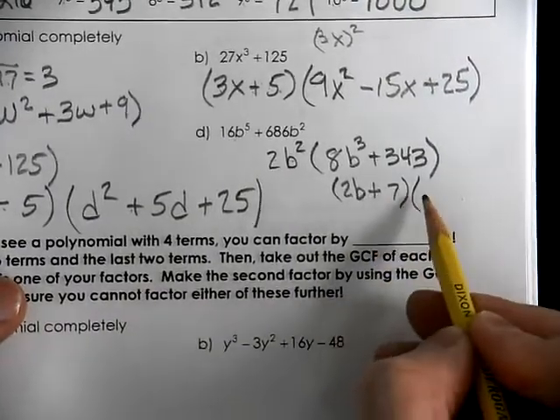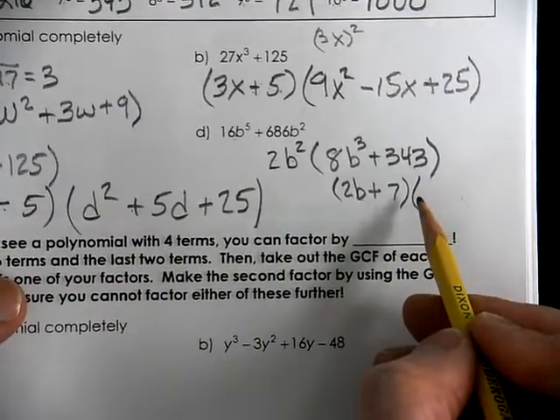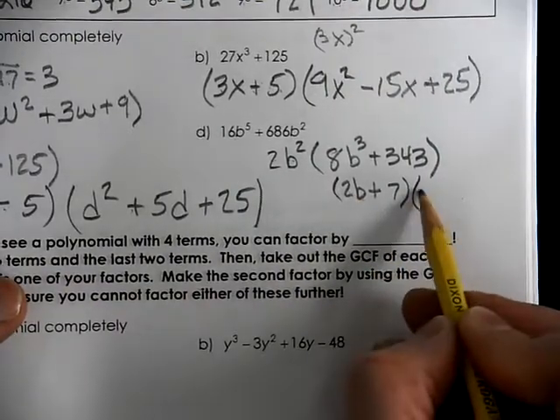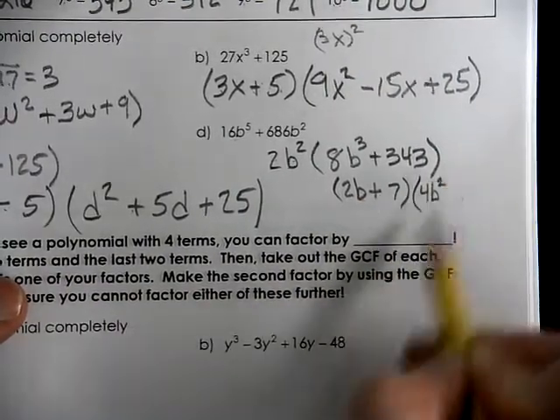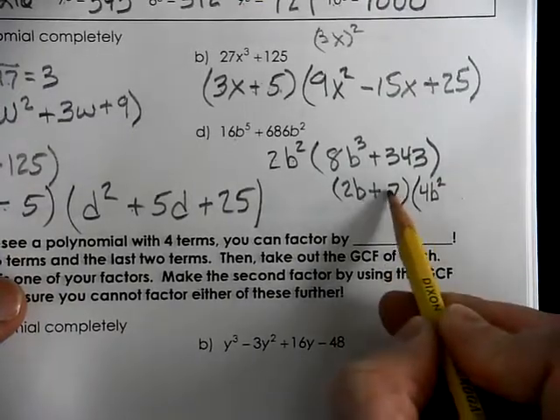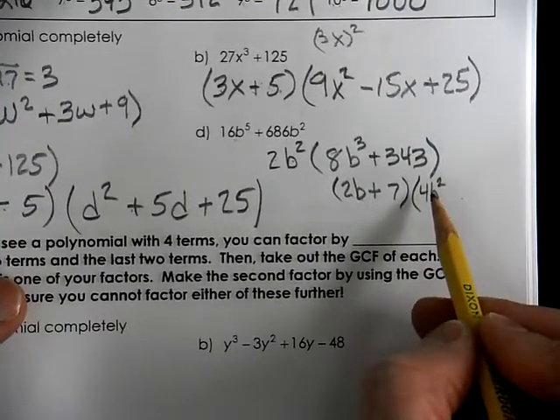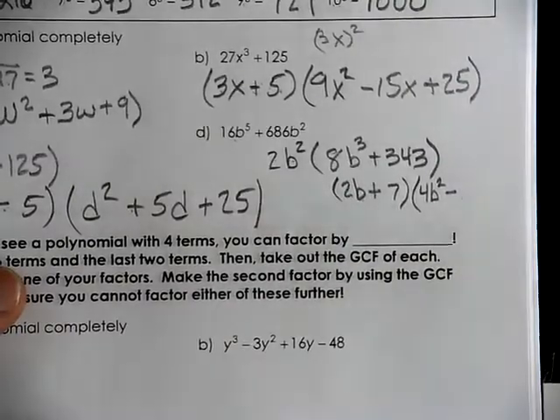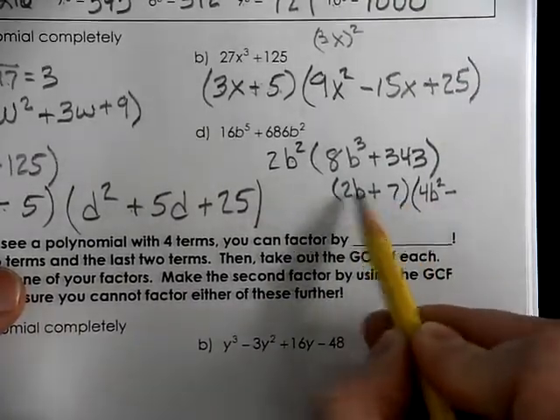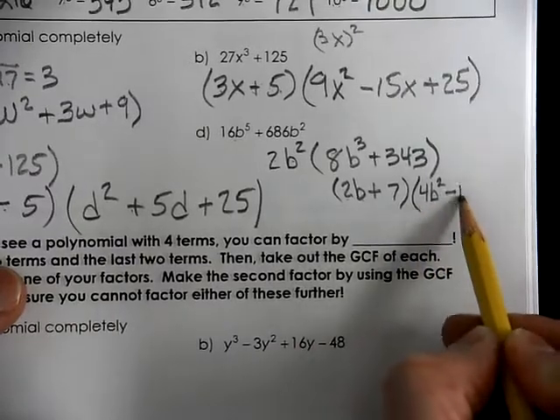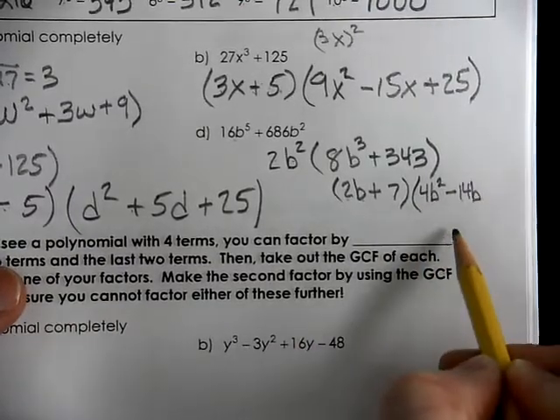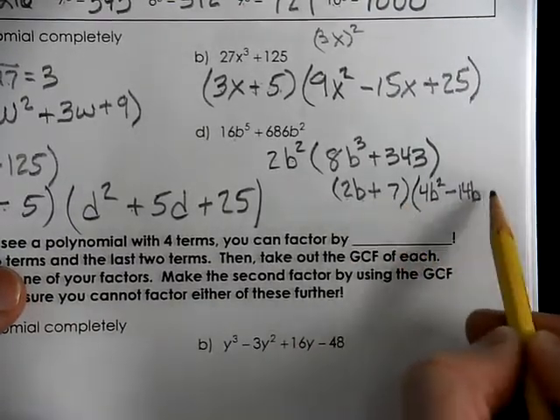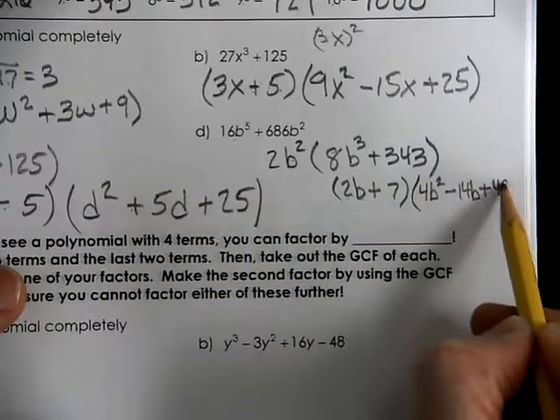We're going to square our first term, which is going to be what? 4b squared. What sign are we going to use? Minus 4b squared. Multiply the two together is going to give us 14b. And then we're going to square the 7 to give us 49.